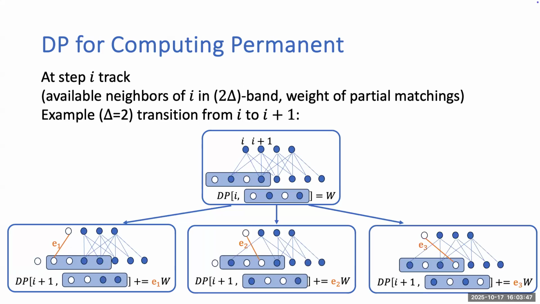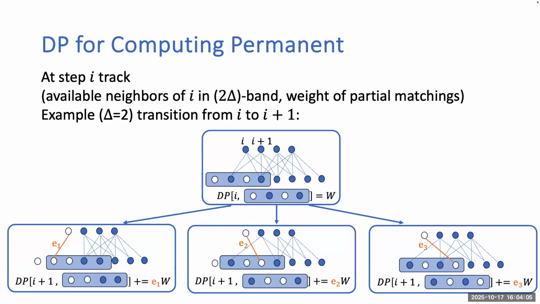Then I repeat this for the other matchings. So if I get matched to this now, this node is unavailable, but this is still available. That's why this is the status I'm keeping track of. And if it's the third one, it's the other case. It's under this, yeah.